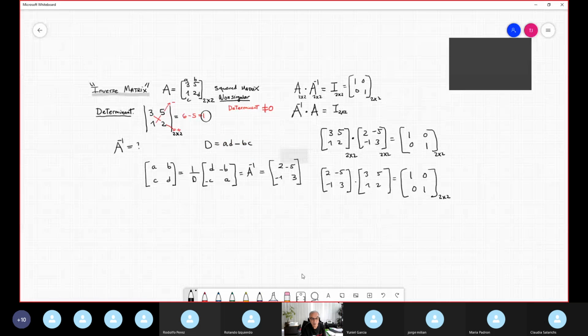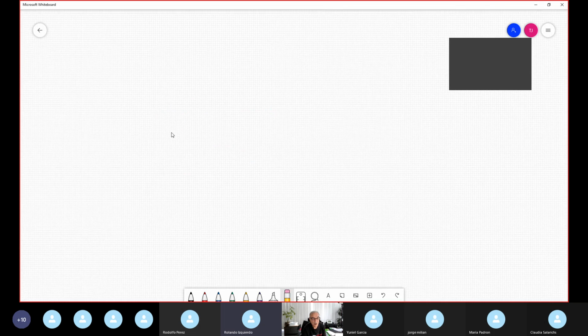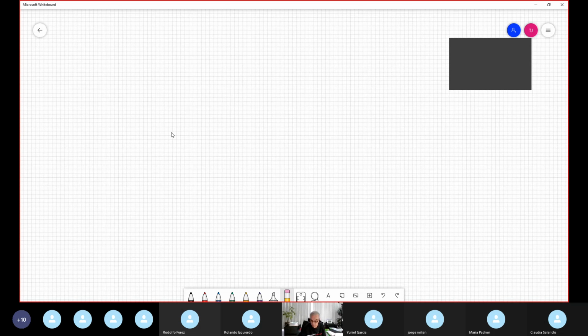Okay, I want to erase everything. Do you see the whiteboard? Yes. Okay, suppose this example. Of course, this example I want to solve it using the software, no, because it's too heavy.